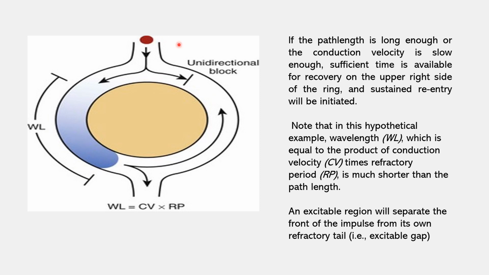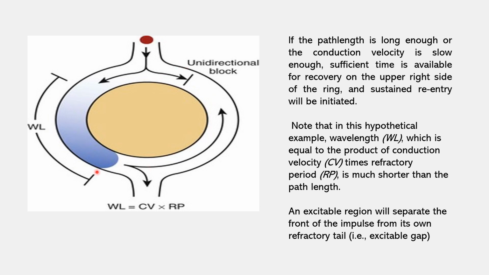The chances of developing a re-entry circuit are more if the path length is long enough or the conduction velocity is slow enough. Here there is a refractory path and the impulse is moving through the slow pathway. If this pathway is long enough or the conduction velocity is very slow, it will give sufficient time to this area so that it can recover from its refractory condition, and the wave will move in the retrograde direction and create a circus phenomenon.